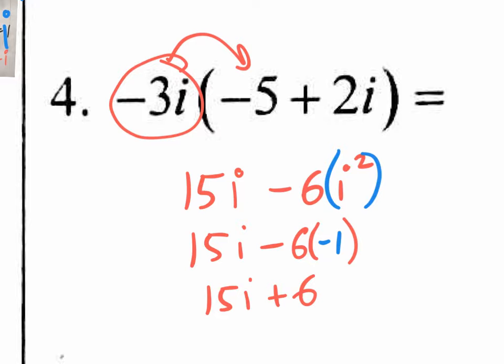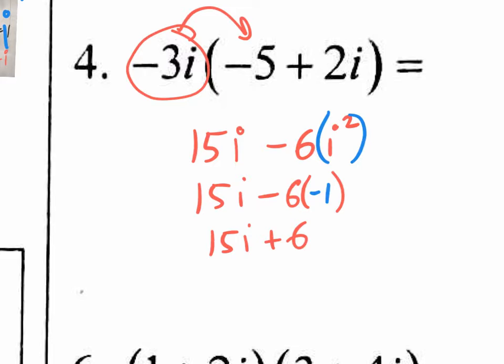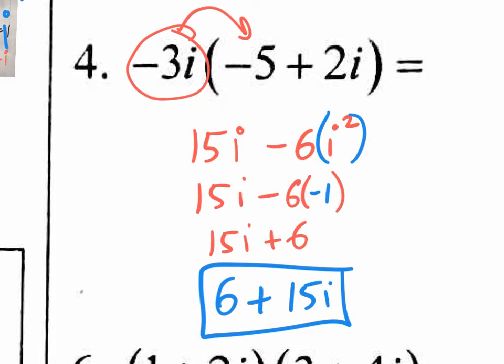And we need to write it the way they tell us to. Complex numbers have the real part first and the imaginary part second. So what do I write it as? 6 plus 15i. That's the answer. Again, it's the same thing as if you had like negative 3x times negative 5x or negative 5 plus 2x. The only difference is that when you end up with the x squared, you have to replace, well, the i squared with a negative 1.